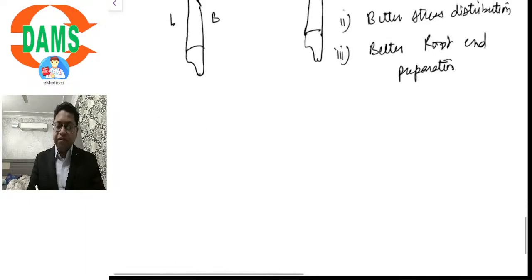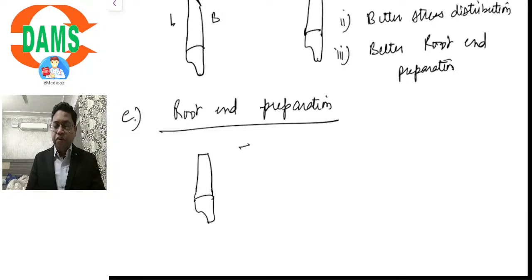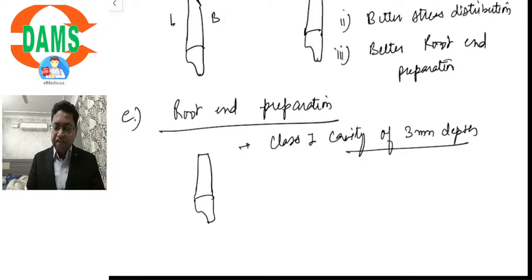Then we'll talk about next step, that is root end preparation. After resecting the root end, okay, this is the root end that has been resected. We prepare a class 1 cavity of 3 millimeter depth in the resected root end. So this is the resected root end. In this resected root end, we will prepare a class 1 cavity.